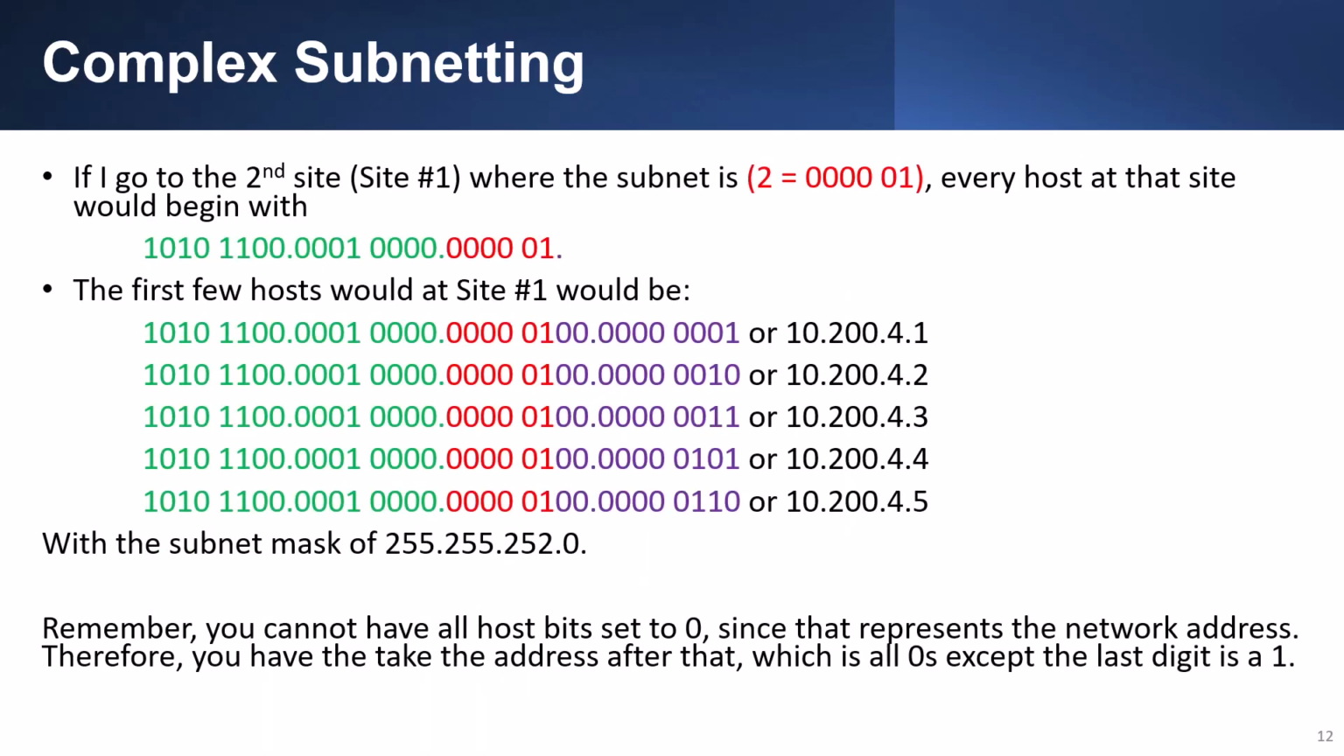If I go to the second site, site number 1, where the subnet is 000001, every host at that site would begin with what is shown on the screen. The first few hosts at site number 1 are also shown on the screen with the subnet mask of 255.255.252.0. Remember, you cannot have all host bits set to 0 since that represents the network address. Therefore, you have to take the address after that, which is all zeros except for the last digit, a 1.